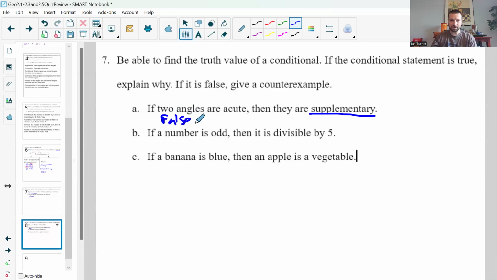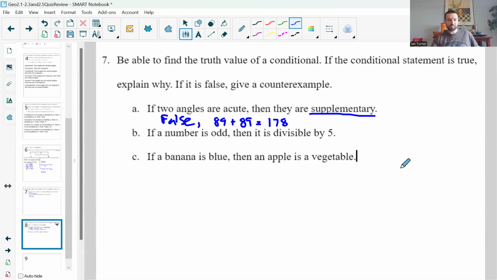Okay, and a great counterexample here. This is a fun one. The biggest acute angle you can get is 89.999, but we're just going to say 89. And 89 plus 89 is what? 178. So it is not supplementary. You cannot have supplementary if they're both acute.